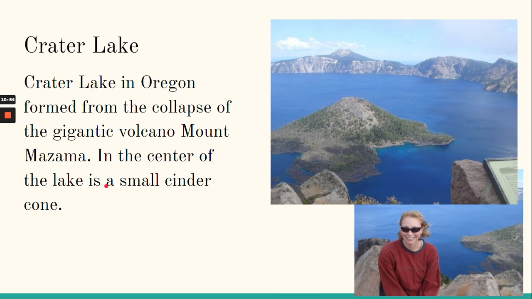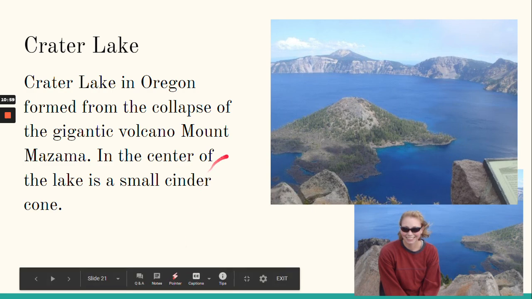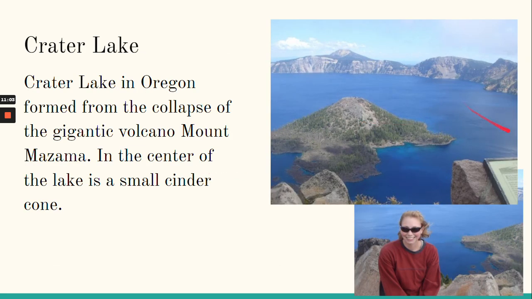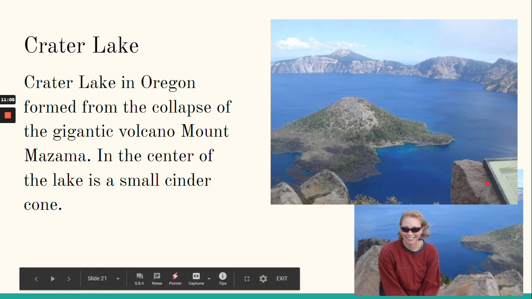It formed from the collapse of the giant volcano Mount Mazama. And in the center of the lake is a small cinder cone. So this is the small cinder cone. I believe it's called Wizard Island. Sorry. And then this is me when I went to visit Crater Lake in Oregon when I used to live out there.